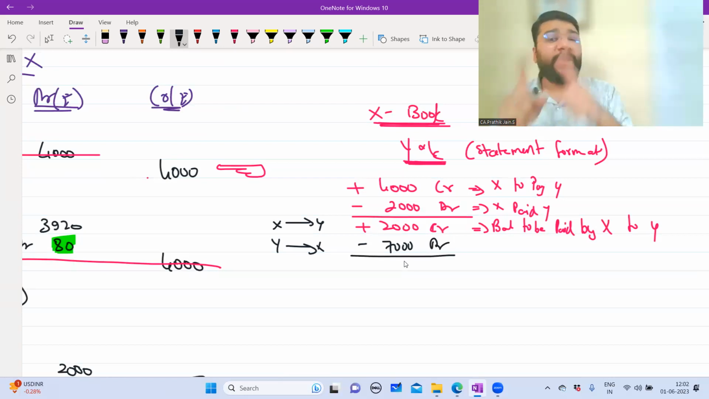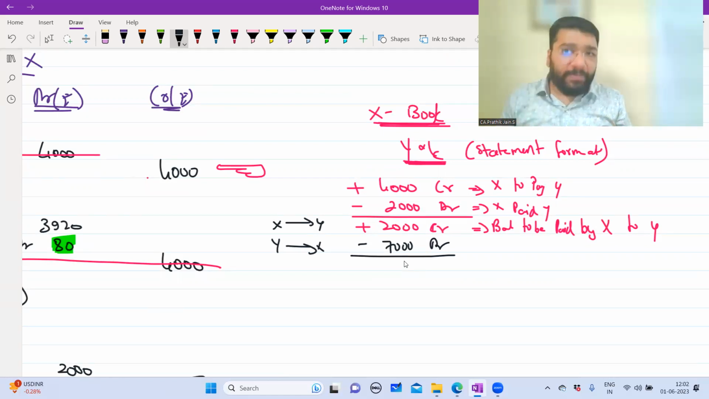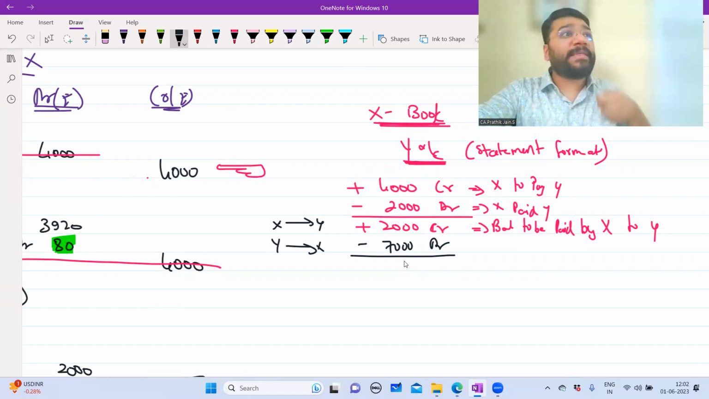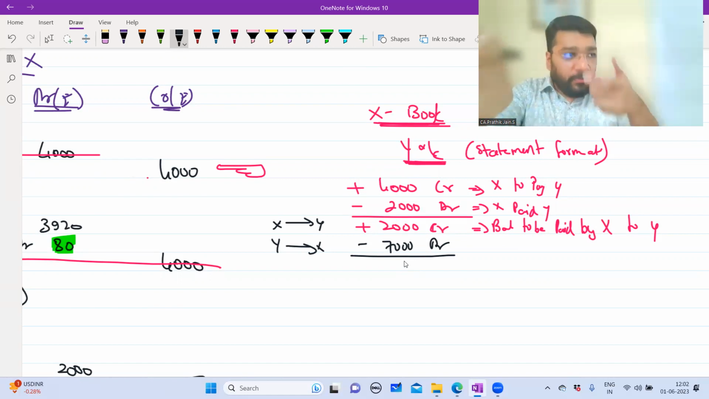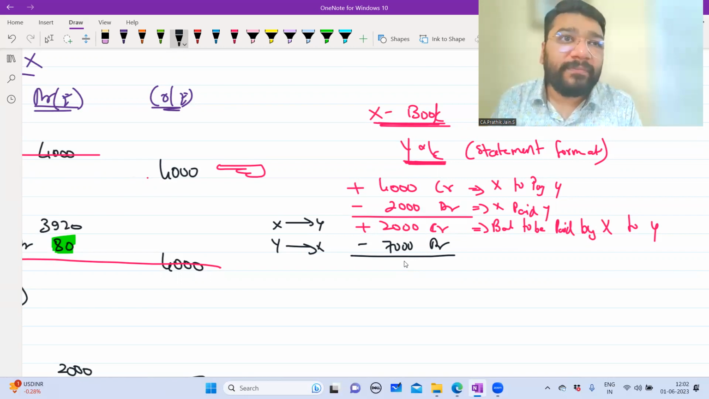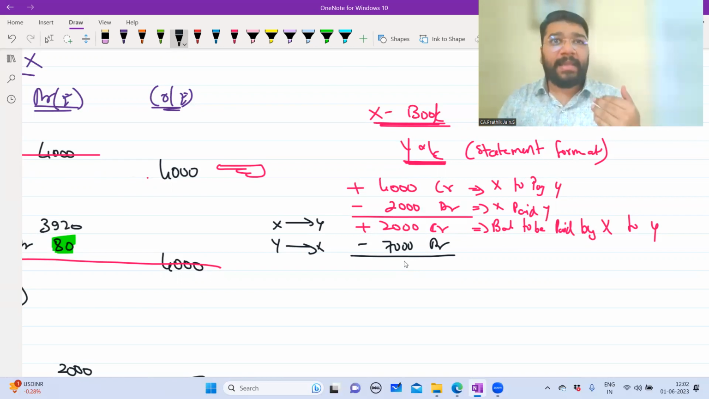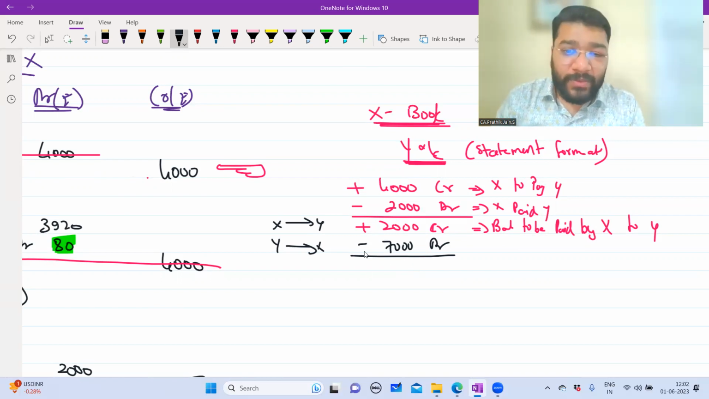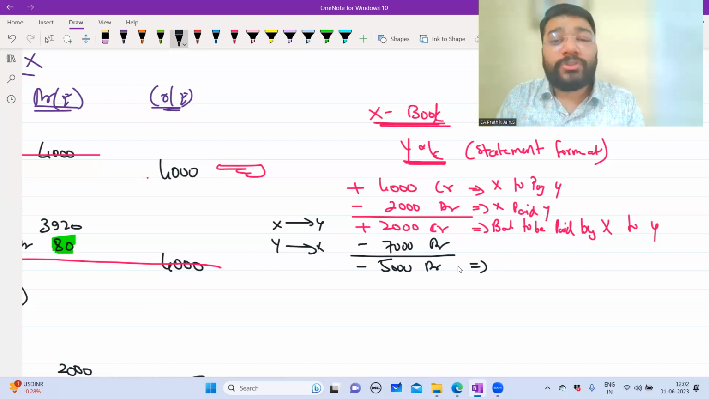See, X has to pay Y 2000. Y has to pay X 7000. I have to pay you 2000. You have to pay me 7000. I have to pay you 2, you have to pay me 7. So what will I tell? Minus and give me the balance, 5. No, I'll tell that in the 2 what I have to give you, you minus that and give me the balance. So here balance is how much? 5000 debit balance. Now who has to pay whom this?